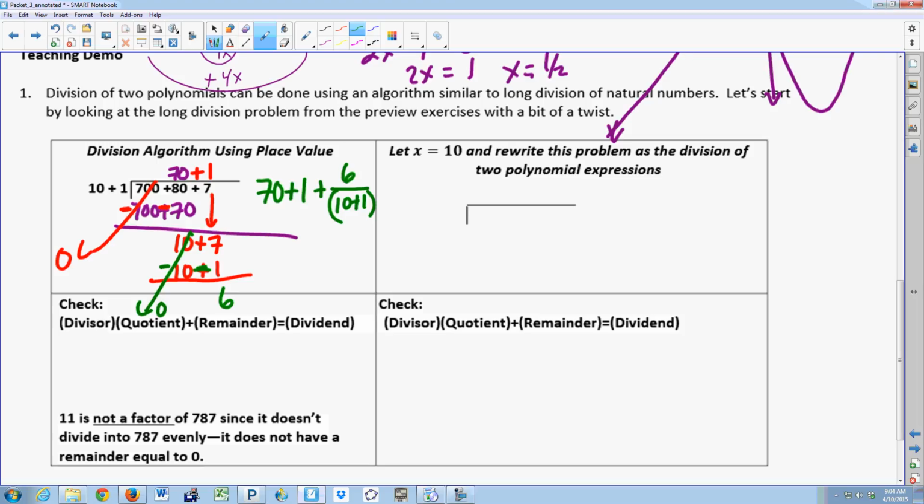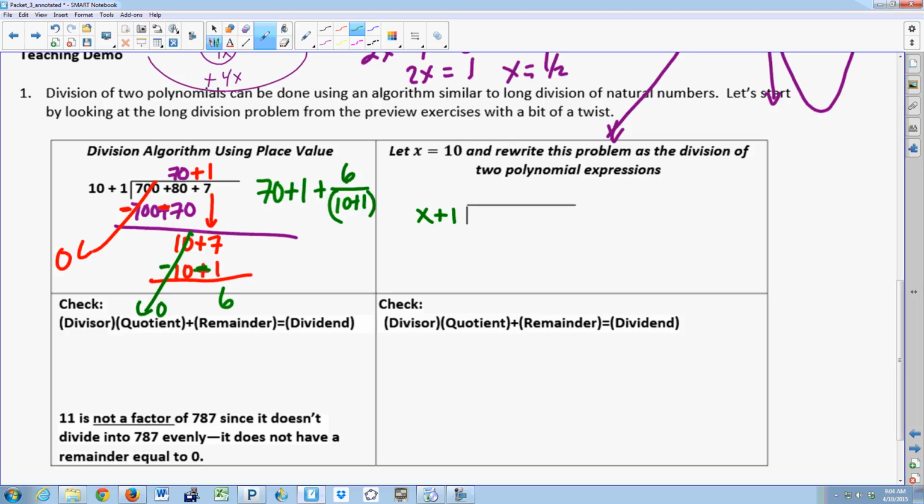So now let's take this problem, which is an arithmetic problem, and let's change it to an algebra problem. We can do that by letting x equal the number 10. So what would my divisor become instead of 10 plus 1? What would I have outside as my divisor? X plus 1.